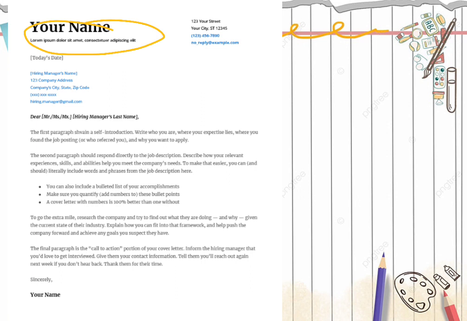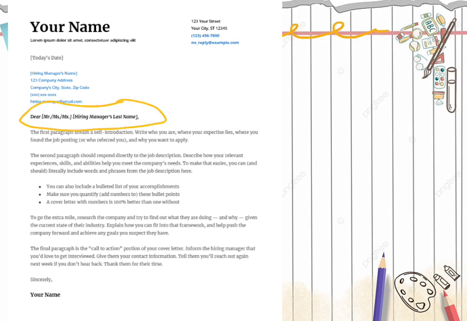The first part of an application letter is the applicant's address. You can see the applicant's address here. The second part of an application letter is date. You can see it here. The third part of a job application letter is employer's address. If you want to write a job application letter, you have to write the employer's address or the company address.